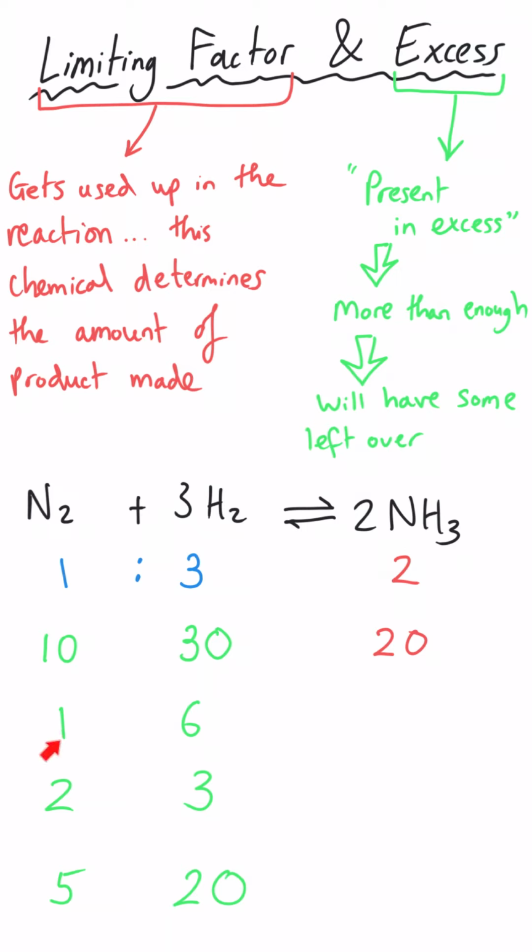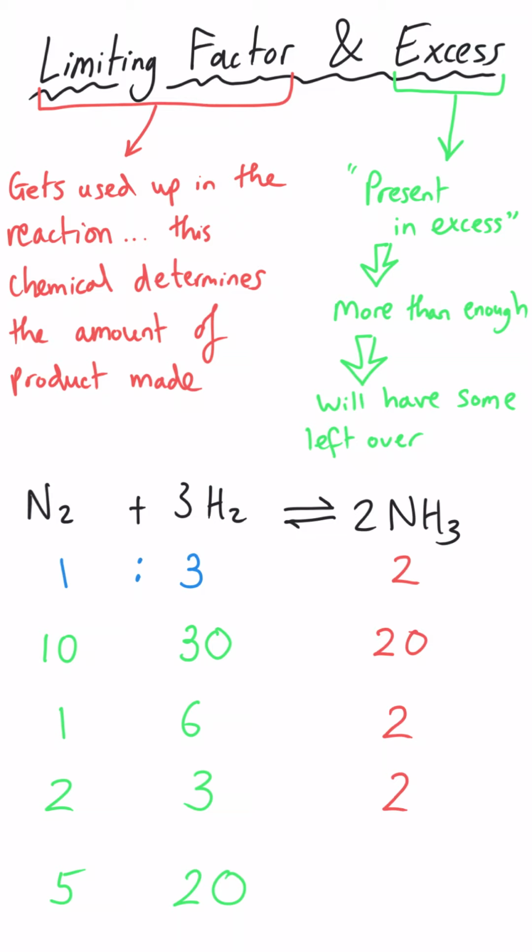This time the nitrogen is limiting, so even though we've got 6 moles of hydrogen, we can only make 2 moles of ammonia because we only have 1 mole of nitrogen. This time the hydrogen is limiting. We can't make more ammonia simply because we've got more nitrogen. Once again, we're only going to make 2 moles of ammonia.